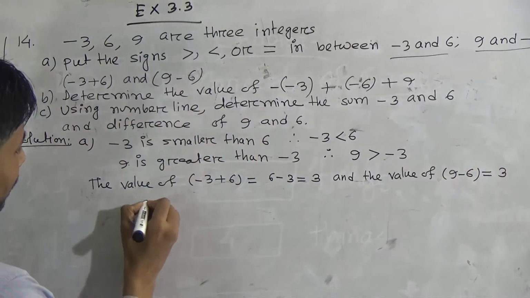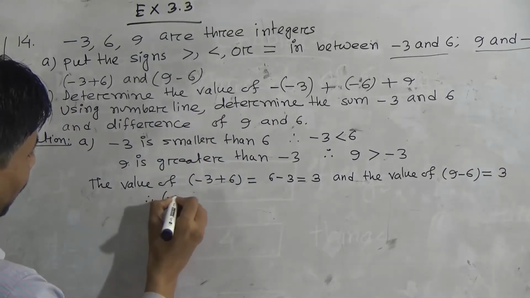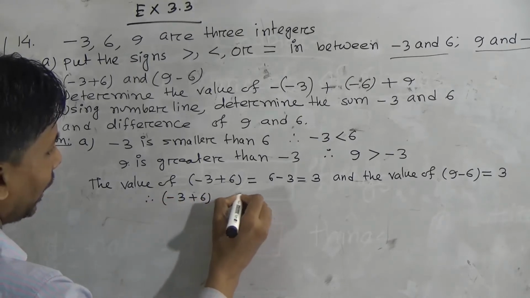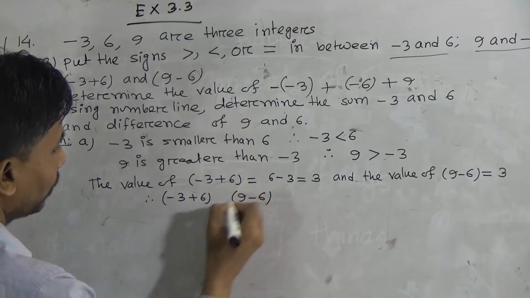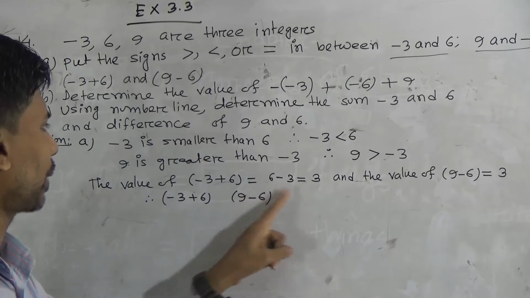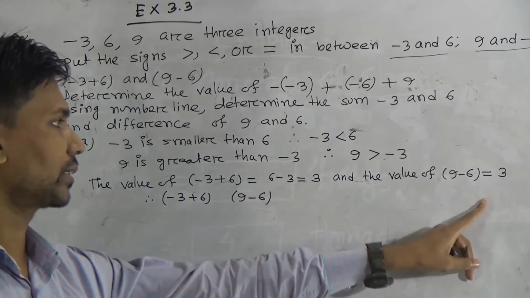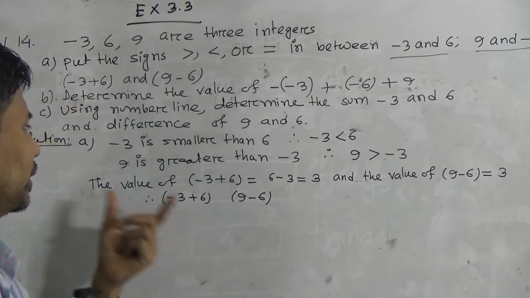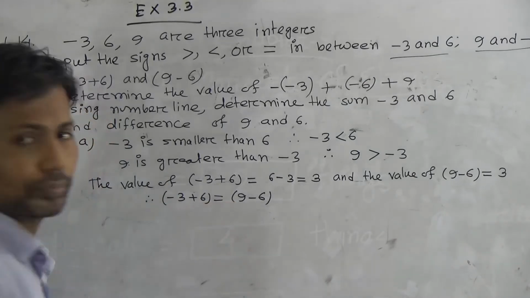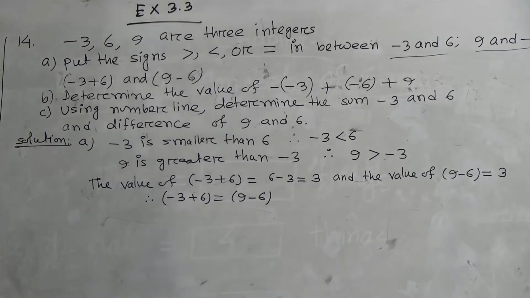Therefore, we have to write minus 3 plus 6 and 9 minus 6. Look, minus 3 plus 6 equal to what? 6 minus 3, that means 3, and 9 minus 6 equal to what? 3. So, their value is equal. So, you have to put here equal sign. Okay student, I hope you understood.